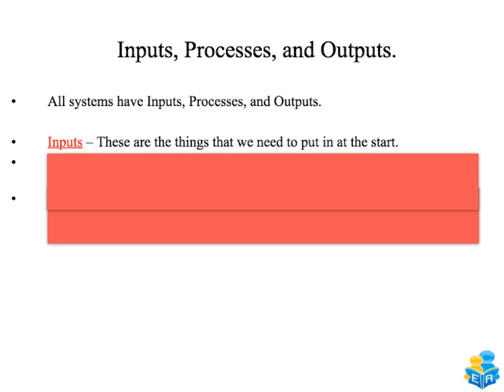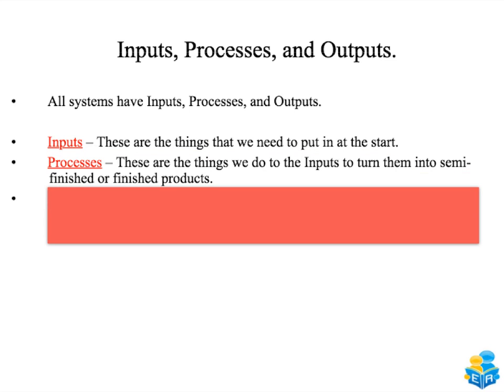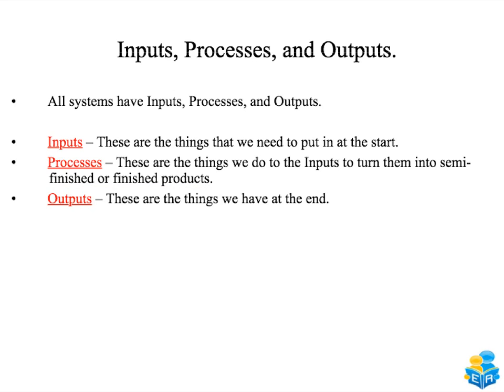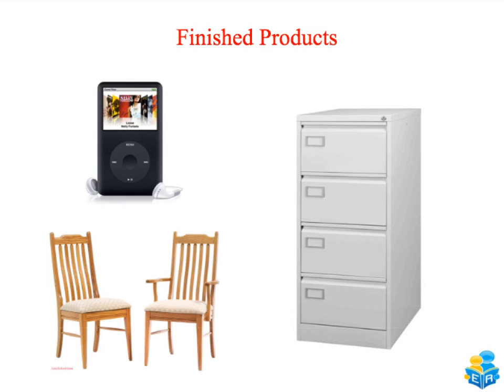So in short, inputs, these are things that we put in right at the start. Processes, these are things that we do to the inputs to turn them into semi-finished products or finished products. And outputs is the things we have at the end.